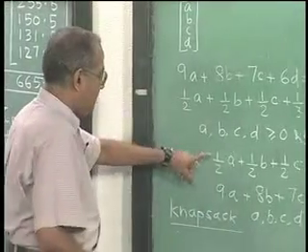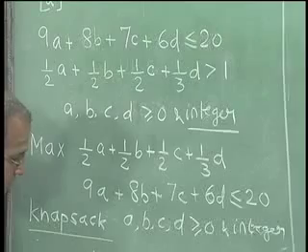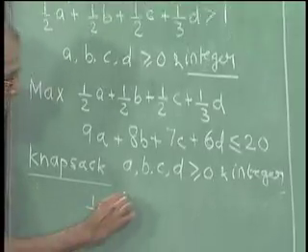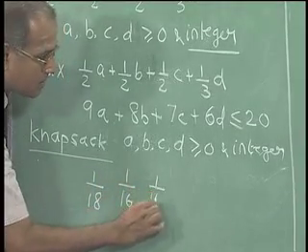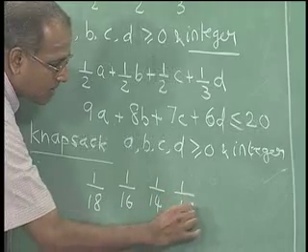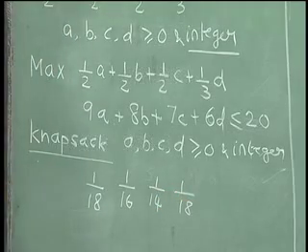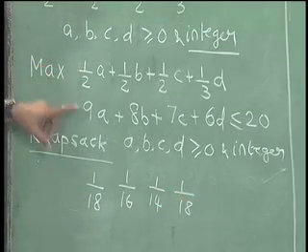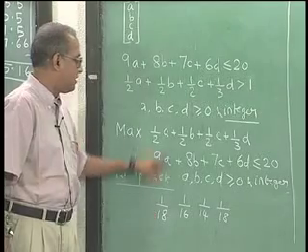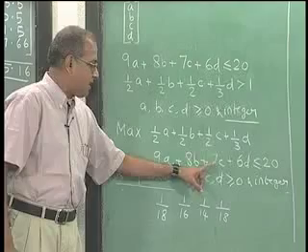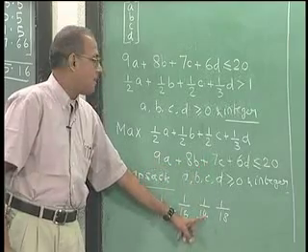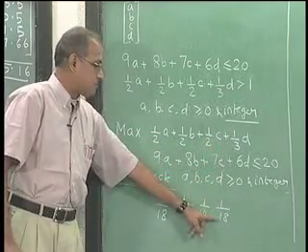So, this is 1 by 18, this is 1 by 16, this is 1 by 14, and this is also 1 by 18. 1 by 18 comes because 1 by 2 divided by 9 is 1 by 18, 1 by 2 divided by 8 is 1 by 16, 1 by 2 divided by 7 is 1 by 14, and 1 by 3 divided by 6 is 1 by 18.